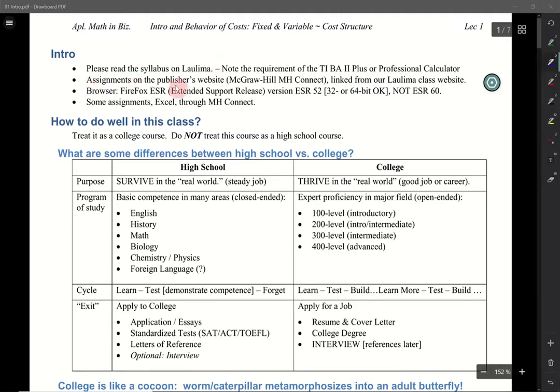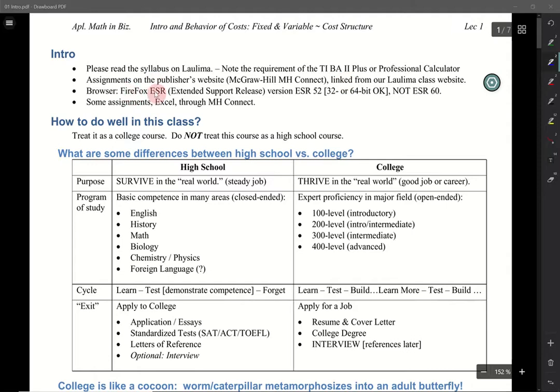The assignments will be all on the publisher's website, McGraw-Hill MH Connect, and I think we got it set up so that you can link to it from the Laulima website. Sometimes other instructors may give you a code, and you have to type in this code and make sure you register for the right section. But I think we got it set up so that you can pass through. You may need to type in an alternate email address. You should try your hawaii.edu email address, but if that doesn't work, I've heard that if you try another one, then you can pass through.